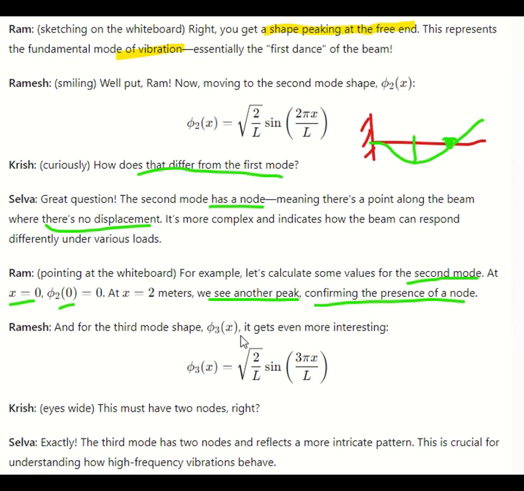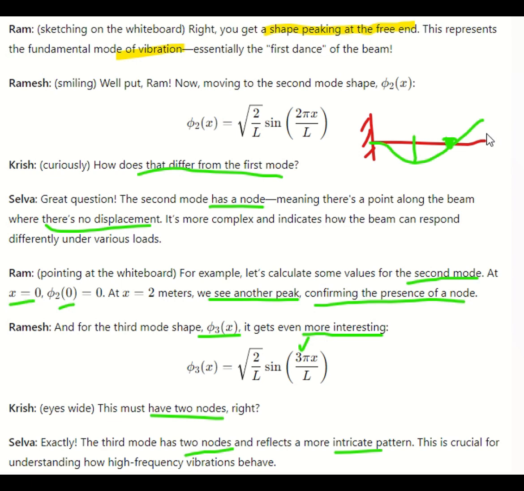And for the third mode shape, phi 3, it gets even more interesting. Phi 3 is square root of 2 by L times sine 3 pi x by L, where for the second mode it was 2 pi x by L. This must have two nodes, right? Yes, the third mode has two nodes and reflects a more intricate pattern. That is crucial for understanding how high frequency vibrations behave.